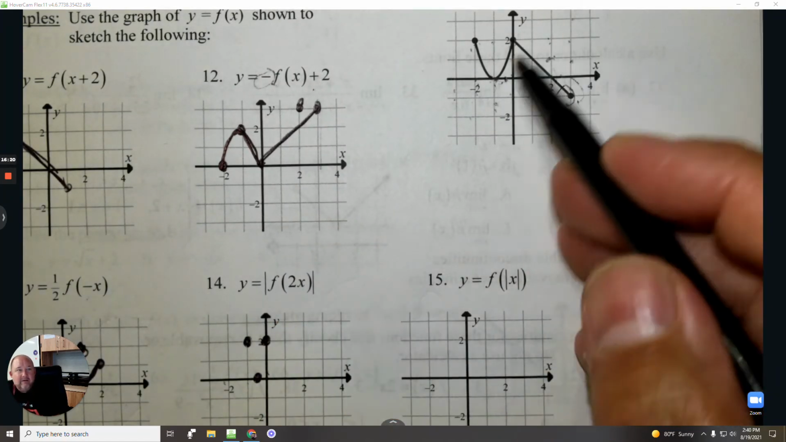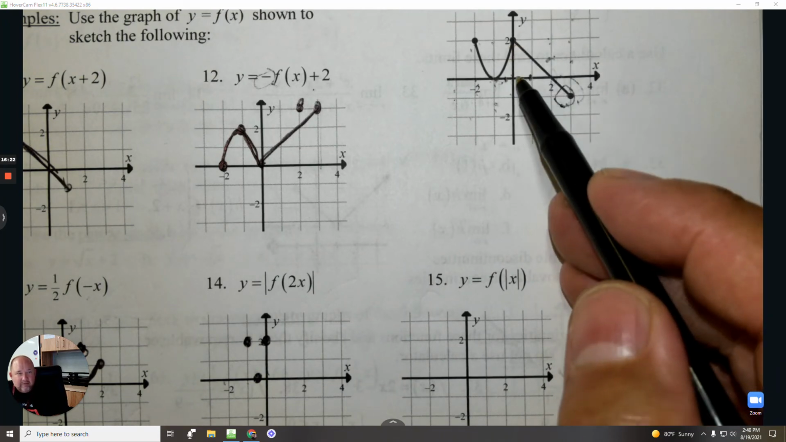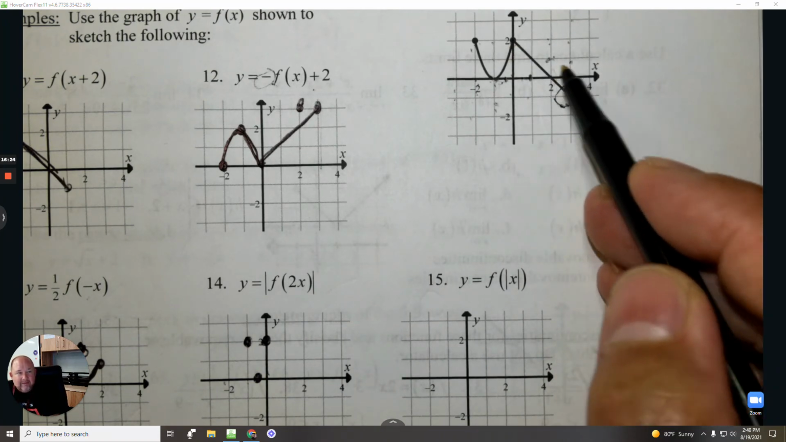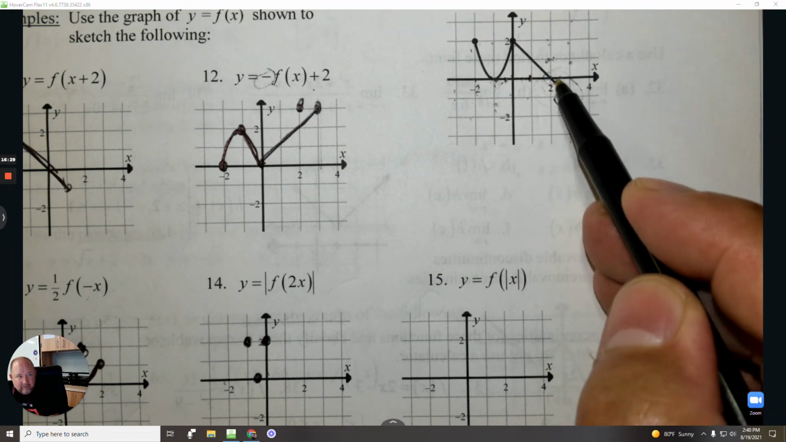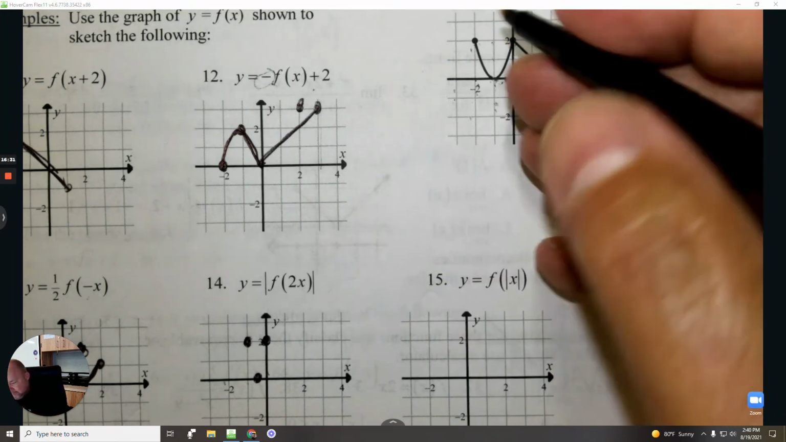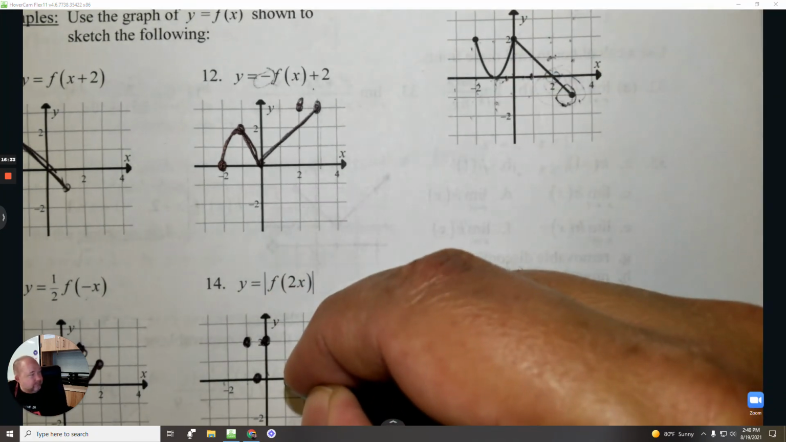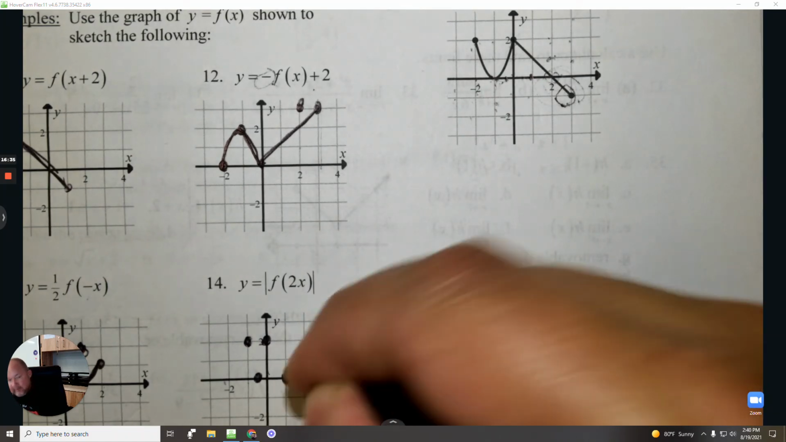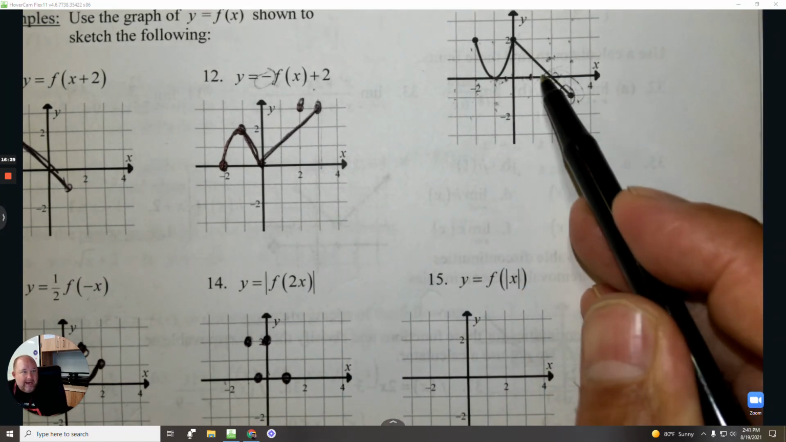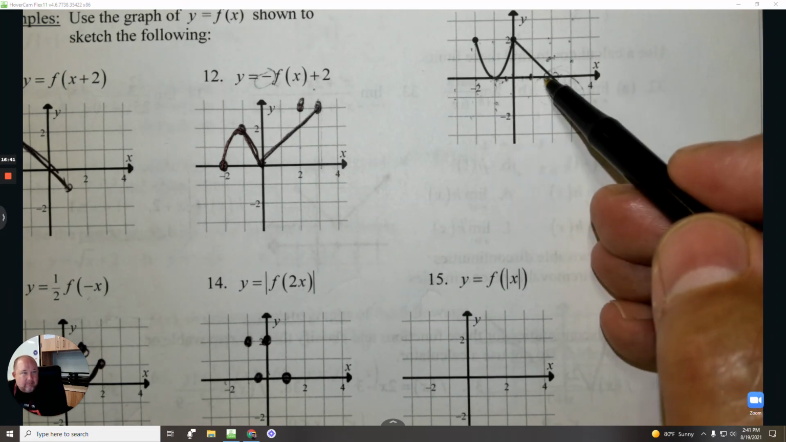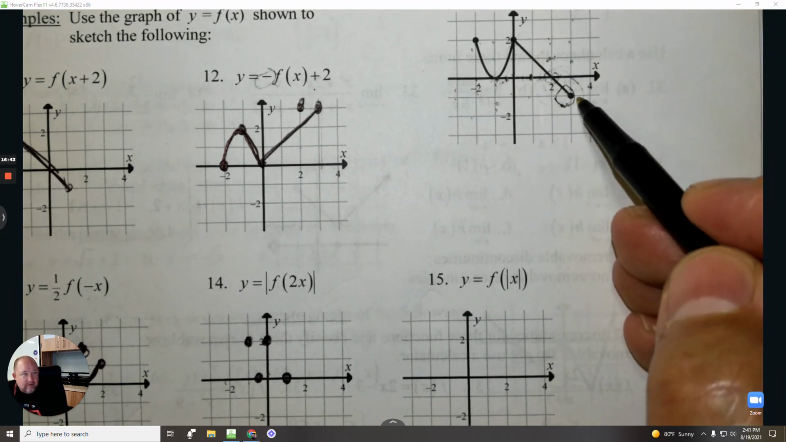Half the 0, it just stays there. And then this part here of the line, if you half the x value, this becomes 1. And this becomes 1/2, but it gets reflected up. So it's 1/2 and 1.